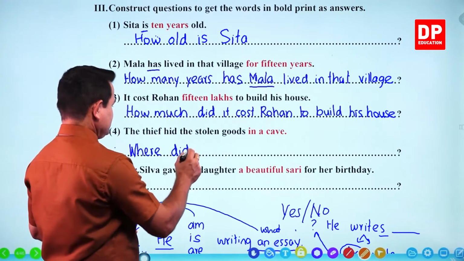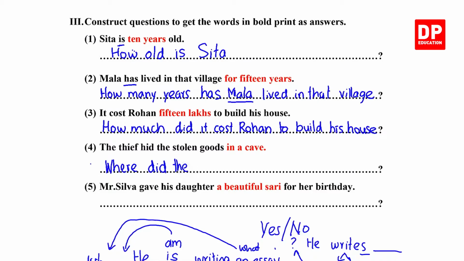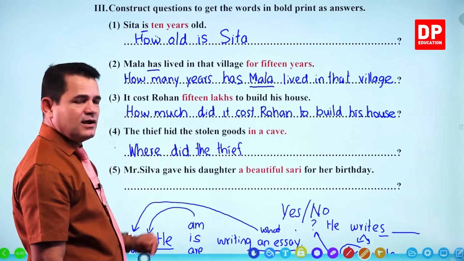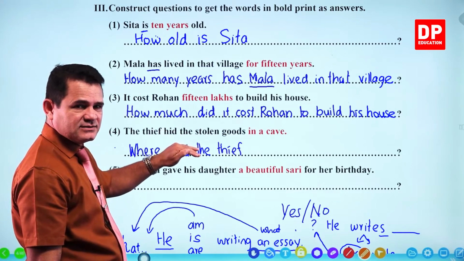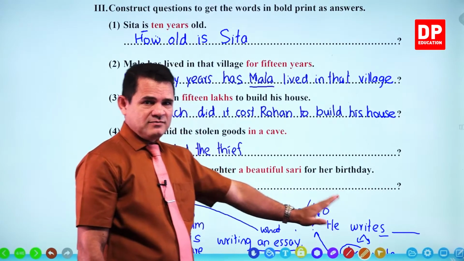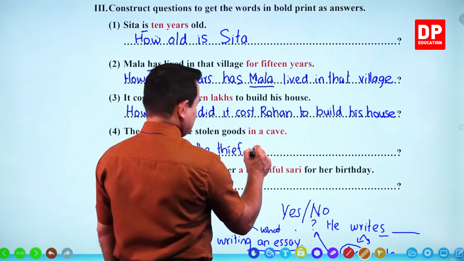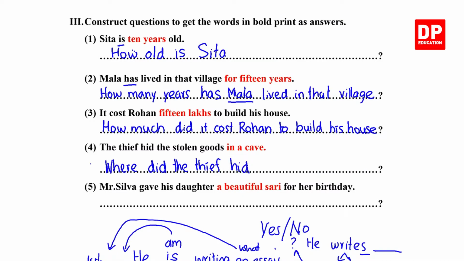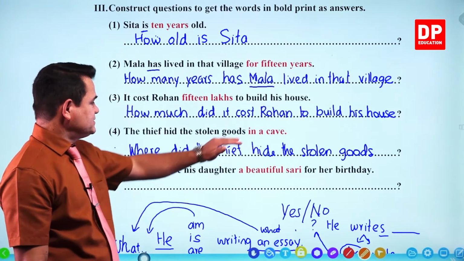The thief. Where did the thief hide? Then this becomes present tense, past tense becomes present tense, here "wrote" became "write", right? Can you remember? Where did the thief hide the stolen goods? Answer, in a cave.